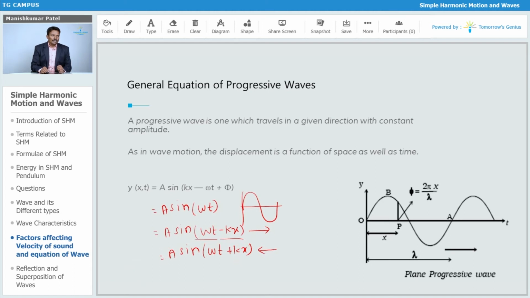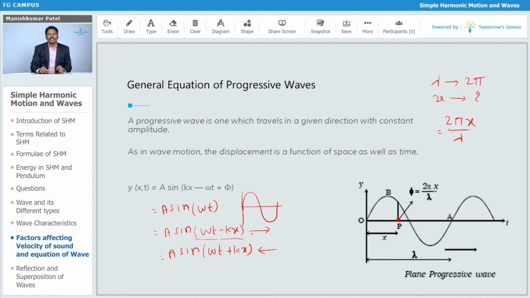Now when I'm talking about this omega t minus kx, let's consider the particle P which is at a distance x. We know that lambda corresponds to a phase shift of 2 pi, so this distance x corresponds to a phase shift of how much? Definitely we can say it is 2 pi x upon lambda. So the phase shift corresponding to this point P is nothing but 2 pi x upon lambda.